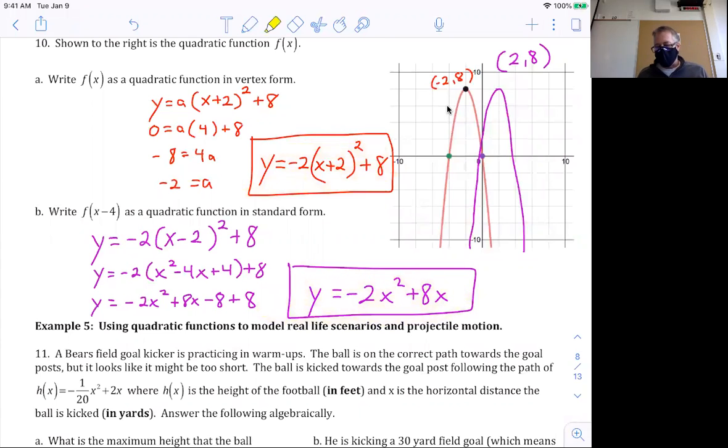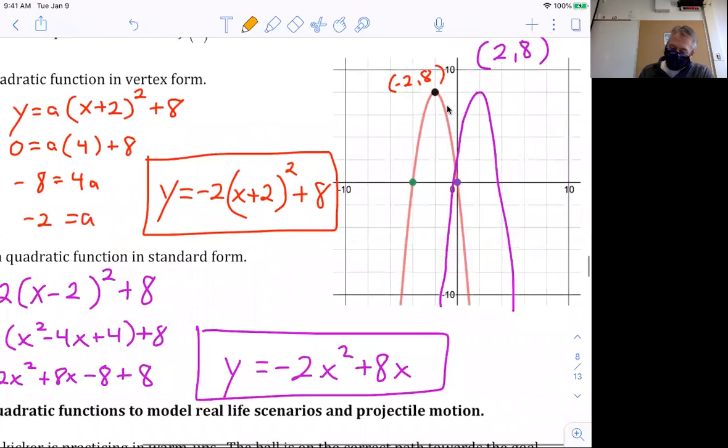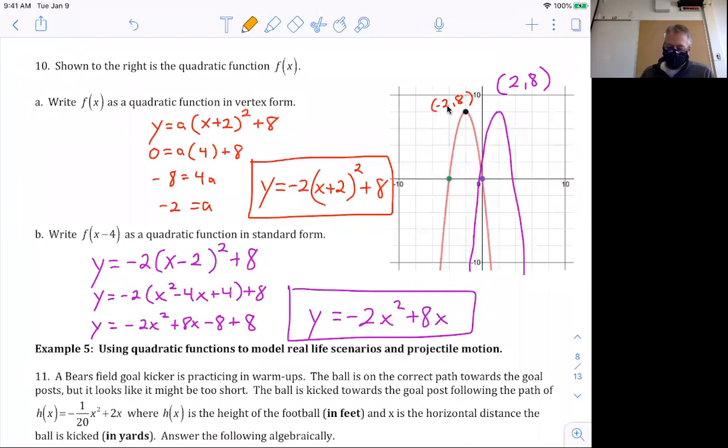And when things are in vertex form, we could obviously ask for the vertex, but I could ask questions like, what is the axis of symmetry? And so for the red graph, the axis of symmetry is at x equals -2. I might say, what interval is the function increasing? It is increasing from -infinity to -2. The function is decreasing from -2 to infinity. The range would be from -infinity to +8. The domain would be all real numbers. So those would all be legit questions for either of those functions.